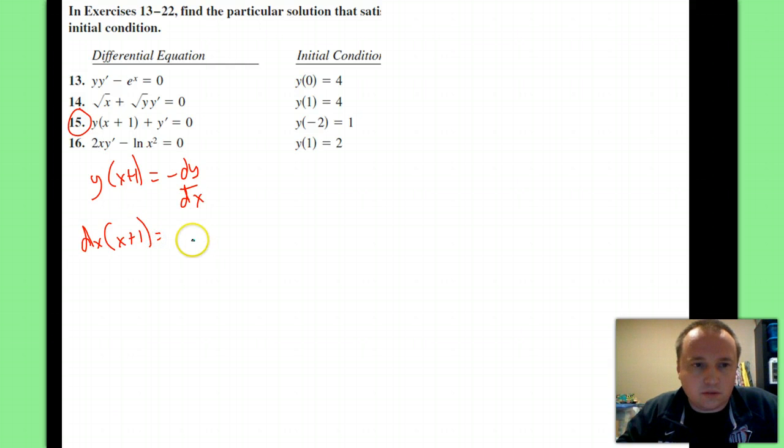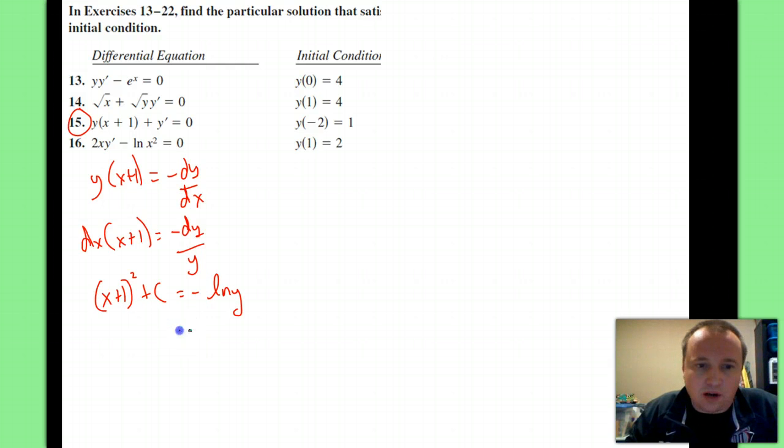equals, let's move that over, so I get negative dy over y. And so if I take the antiderivative of this, I get x plus 1 quantity squared plus c equals negative natural log of y. Now, I don't want the negative on the natural log side, so I'm just going to get that out of there. And so I have negative x plus 1 quantity squared plus c.